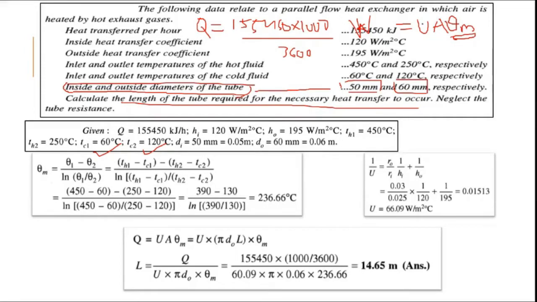Now, U is the overall heat transfer coefficient value, which has not been given to us in the question. And this area is the area which is available for heat transfer. So area can be written as pi d l, and heat transfer will be taking place from the outer surface of the pipe. So we will be writing pi multiplied by d naught multiplied by L.